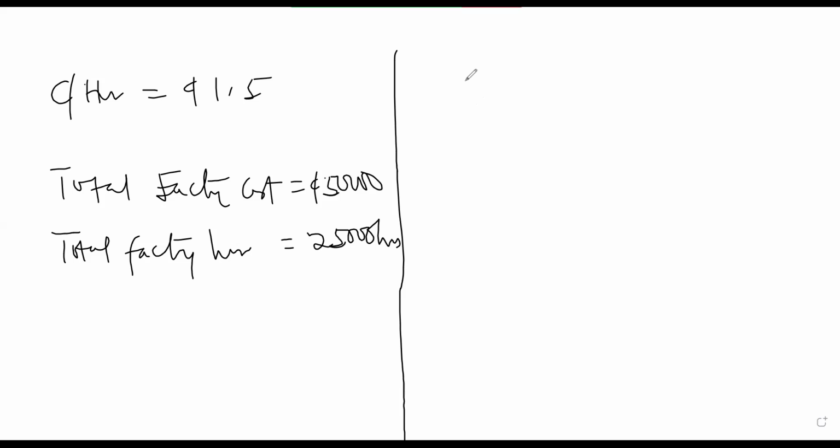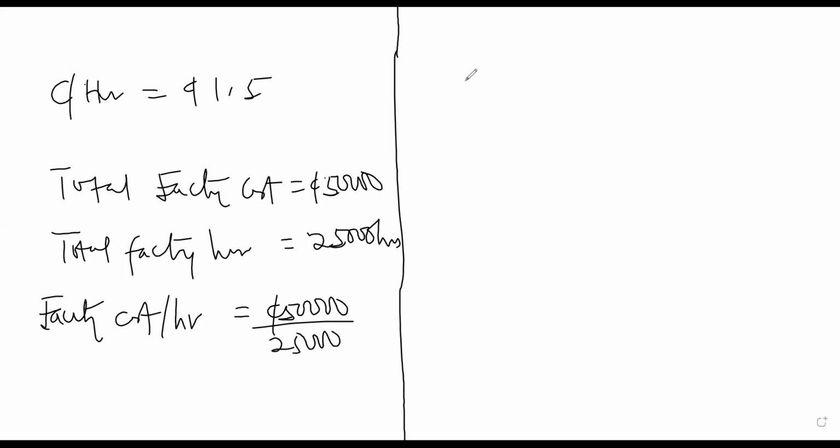25,000. So you are incurring 50,000 for 25,000 hours. So what would be the factory cost per hour? That would be 50,000 divided by 25,000. So you have 2 cedis per hour. If you produce, you are going to be incurring a cost per hour of 2 cedis.